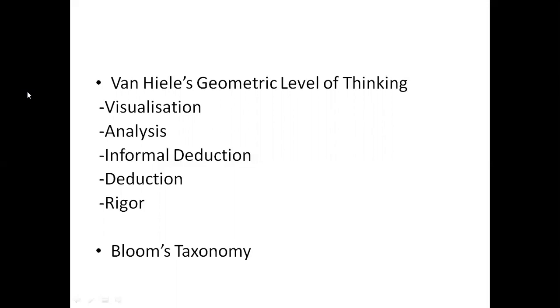Fourth one is deduction. They can understand and use axioms, theorems, and do proofs. The last one is rigor. Now they can understand abstract mathematical systems. So it is basically Van Hiele's thinking levels. Okay.